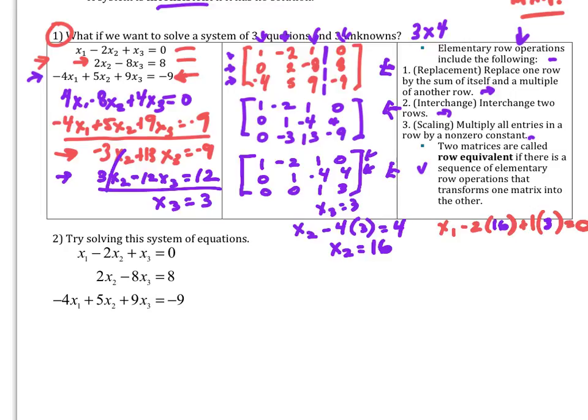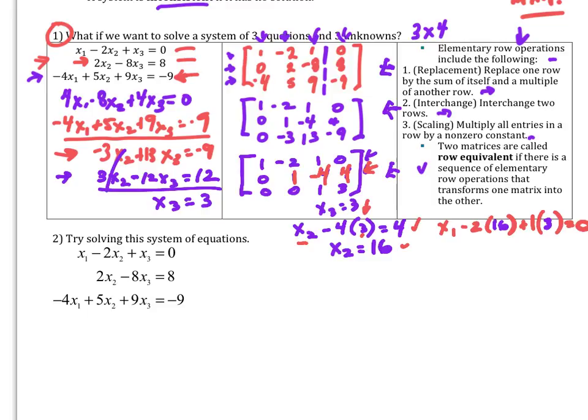So for x2 here, I'm going to go ahead to this second equation and plug in the 3 that I got for the x3. So I got x2 minus 4 x3, but x3 now is 3, is equal to my 4. So that's where I get that equation there. Solve that quickly and I get x2 is equal to 16.